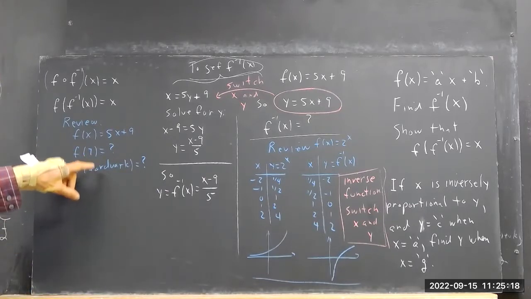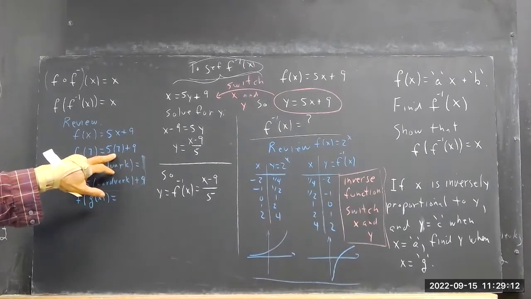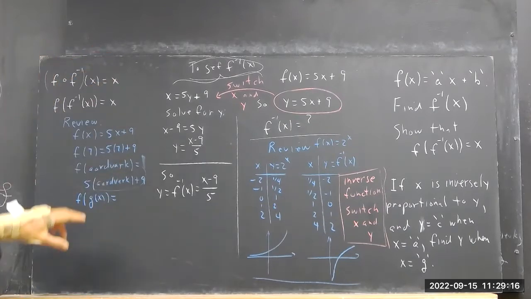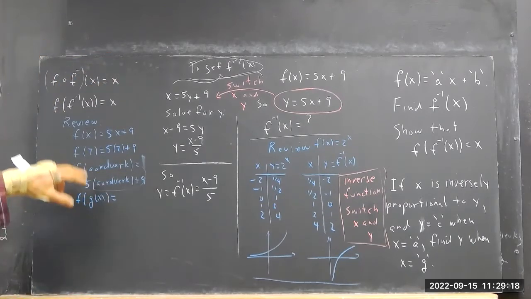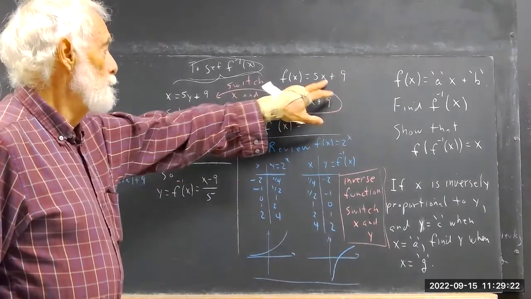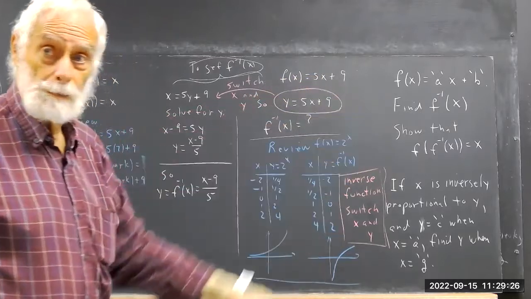So just jot down on your paper: f of 7 equals what? And f of aardvark equals what? Okay, so everybody did quite well here. F of 7, you replace x by 7. F of aardvark, you replace x by aardvark. So here's your rule: if x is aardvark, then you get 5 times aardvark plus 9.